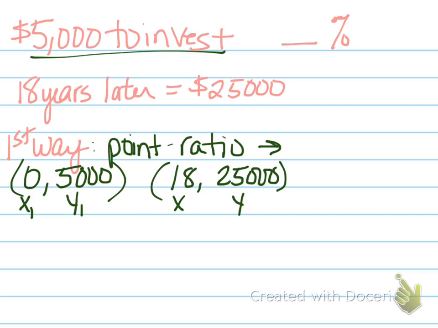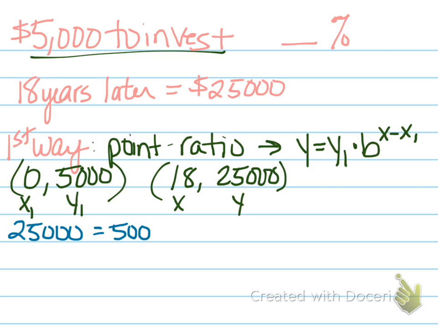I'll put it into the point ratio form, which is Y equals Y1 times B to the X minus X1 power. Okay, so when I put that into that equation, I will have Y is 25,000 equals 5,000 times B. Now B is what I'm looking for. X is 18 and X1 is 0.